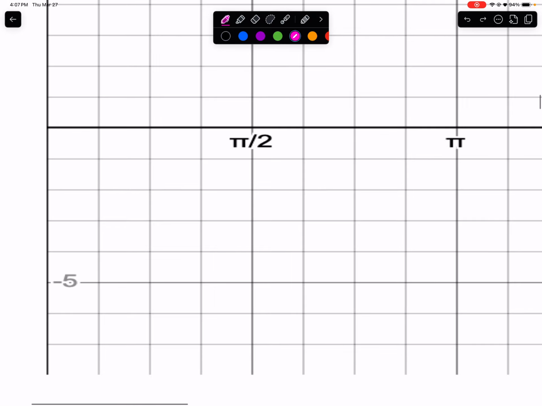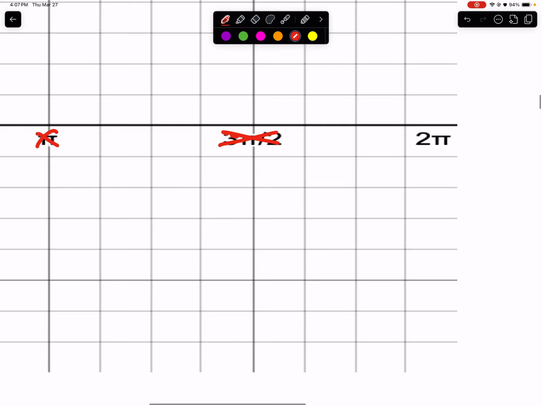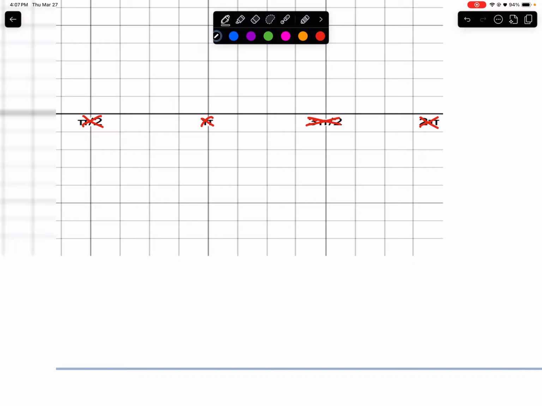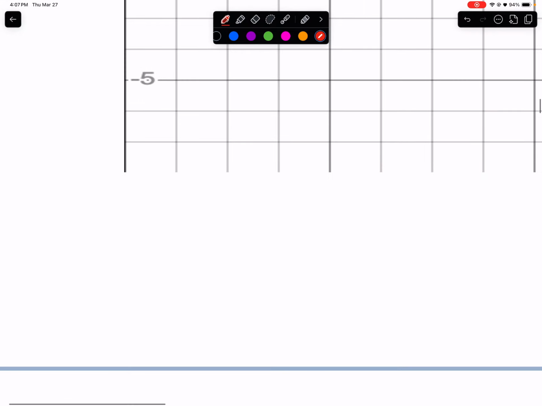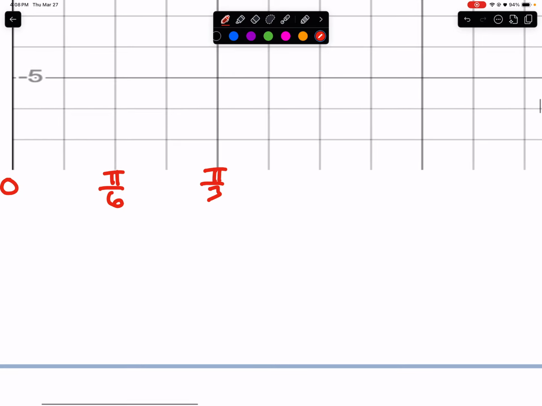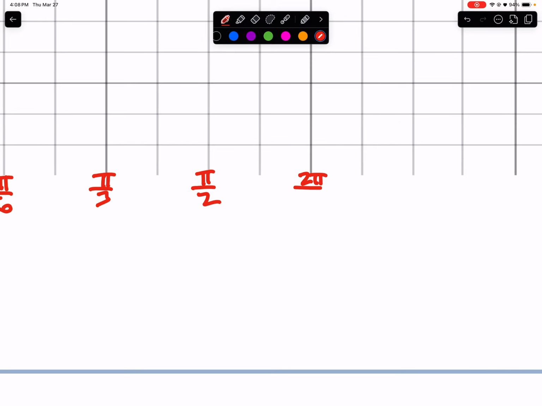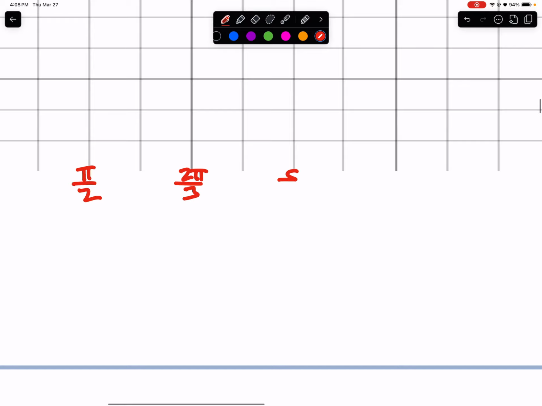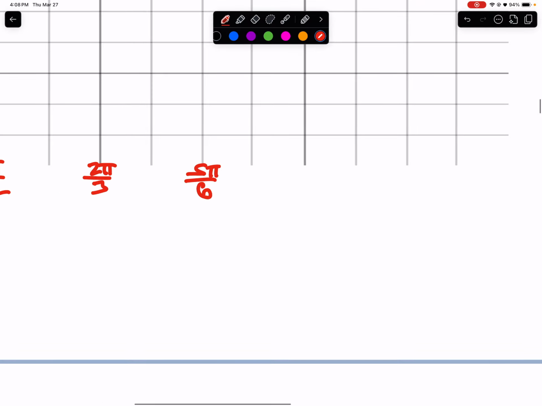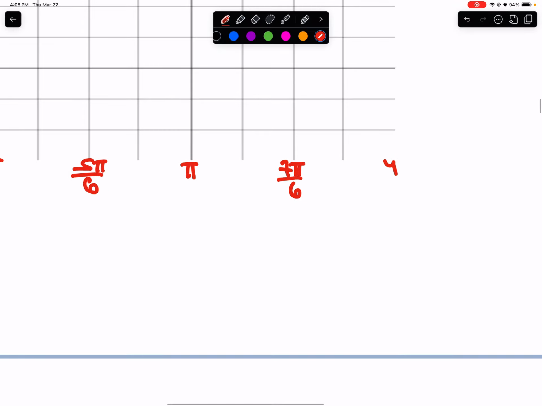So if you look, the current scale I have is not going to be very helpful, so I'm just going to ignore this scale. If you need to alter your x-axis scale, that is completely okay. You are more than welcome to. So I'm going to count by pi over 6. So 0, 1 pi over 6, 2 pi over 6 is pi over 3. 3 pi over 6 is going to be pi over 2. 4 pi over 6 is 2 pi over 3. 5 pi over 6. 6 pi over 6, which is pi. 7 pi over 6. Then 8 pi over 6, which is 4 pi over 3.